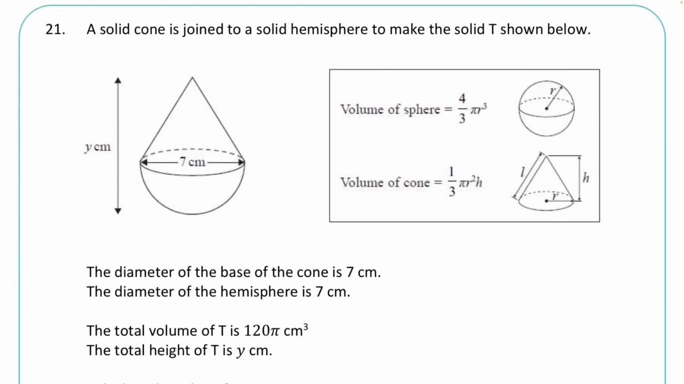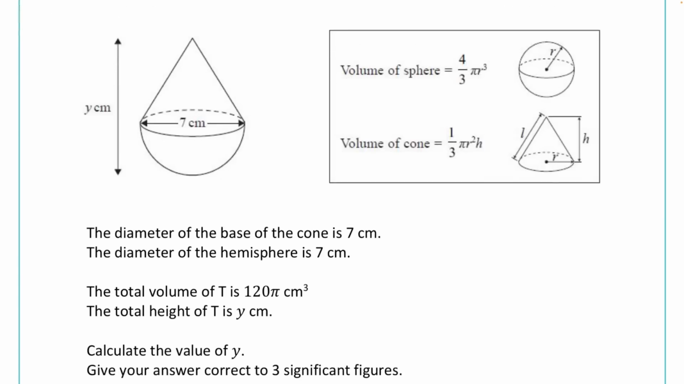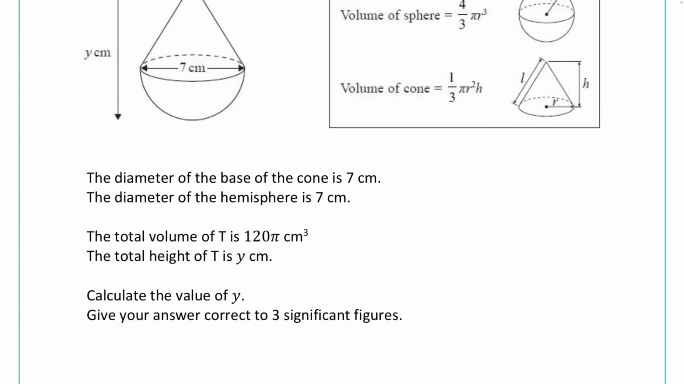It says a solid cone is joined to a solid hemisphere to make the solid T shown below. So this whole shape here is solid T. It says the diameter of the base of the cone is 7 centimetres. The diameter of the hemisphere is 7 centimetres. The total volume of T is 120 pi, and the total height of T is y. Calculate the value of y, and give your answer to 3 significant figures.